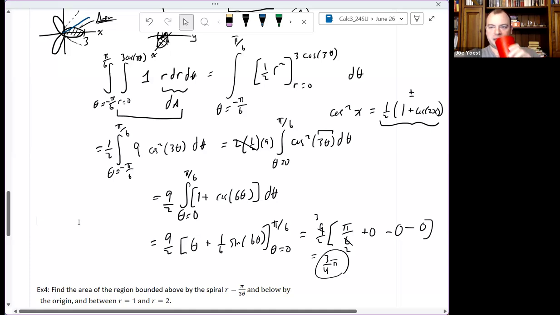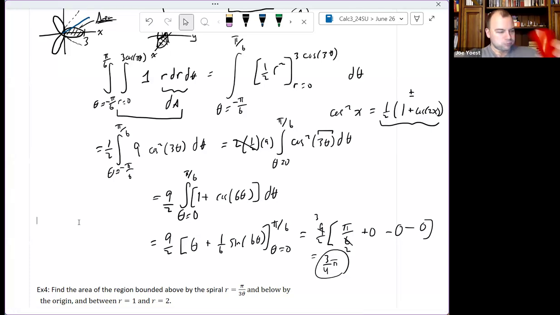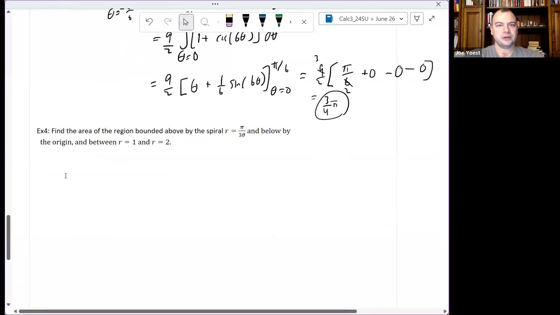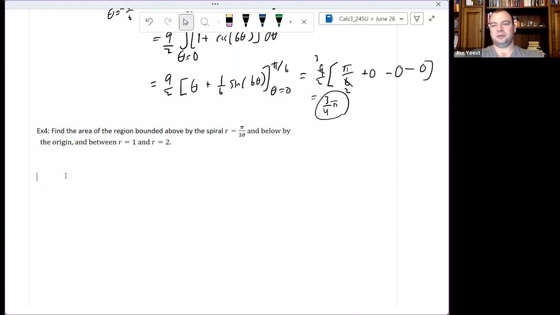Any questions on that? Okay, then moving down to example 4. Pretty interesting little example here. Find the area of the region bounded above by the spiral r equals pi over 3 theta and below by the origin, and then also between r equals 1 and r equals 2.